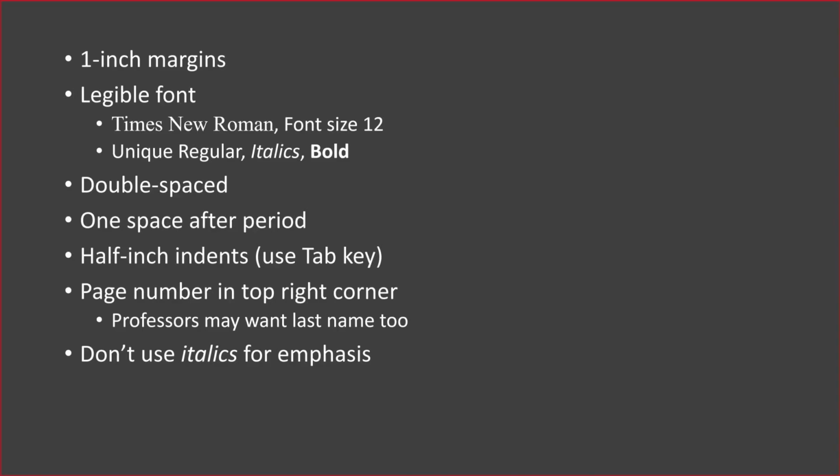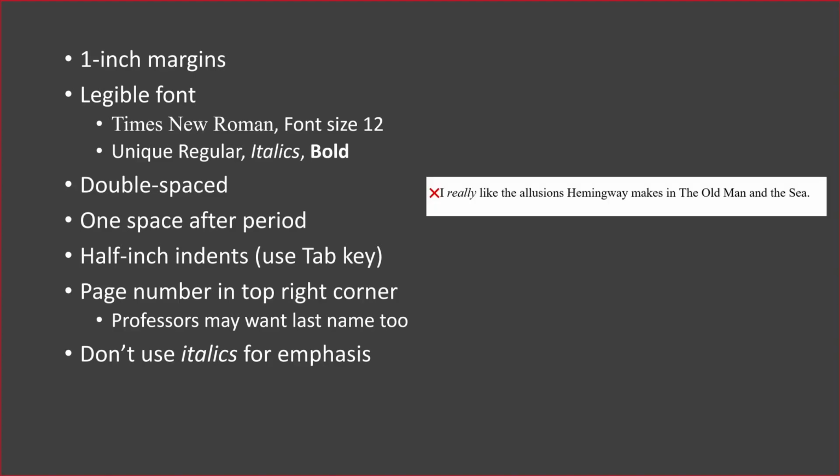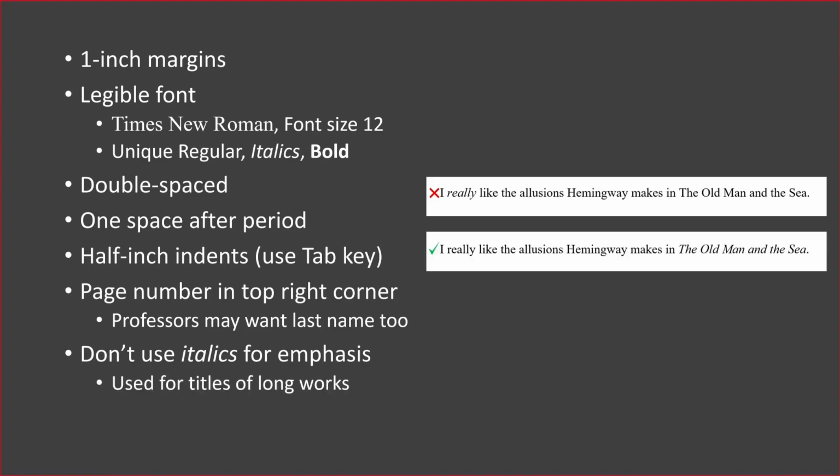Another important thing with MLA formatting is you do not want to use italics for emphasis. So here is a bad example. I really like the allusions Hemingway makes in The Old Man and the Sea. Okay, so really here you don't want to italicize it, you don't want to make emphasis with italics.